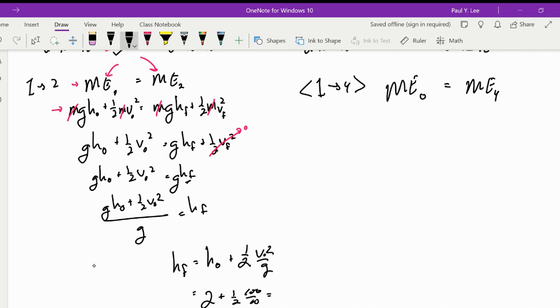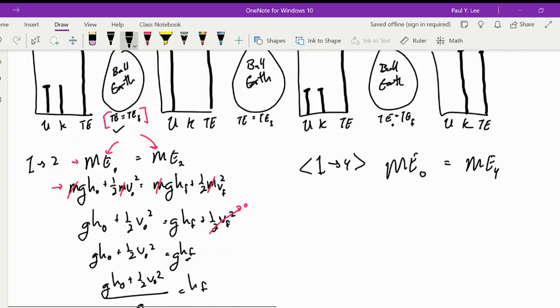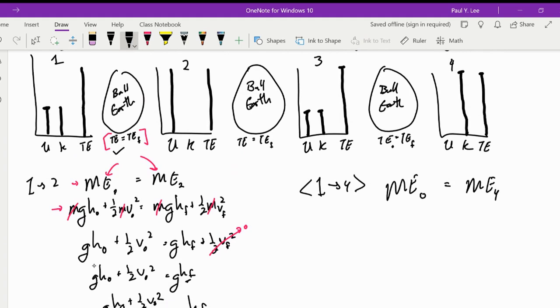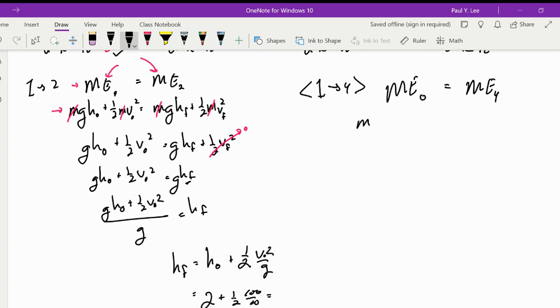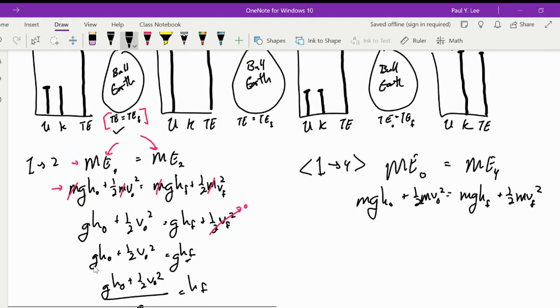Always start with the conservation of energy formula. We know that no energy is lost, so that is our formula. How do we know this, Mr. Lee? Because there was nothing interacting with the system. And so we know this to be true. We can say m g h initial plus 1/2 m v initial squared is equal to m g h final plus 1/2 m v final squared. That's our formula.